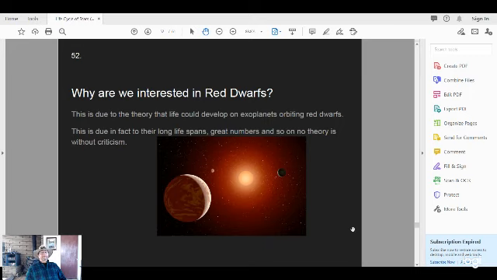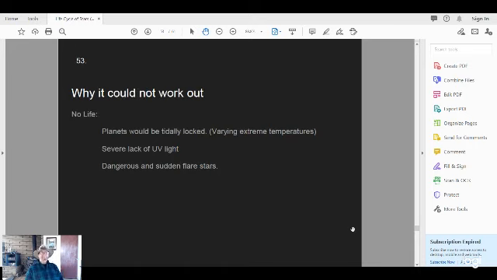Well, we're interested in red dwarfs because they live for so long. They do put out enough heat to make a Goldilocks zone where you could have liquid water. A new branch of astronomy is studying these red dwarfs.